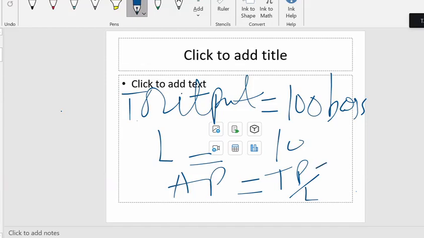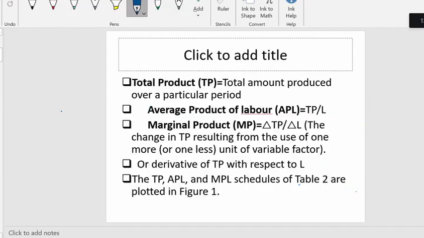Because you had 100 what? Total output. You have to divide by number of what? Number of people you employed. Kwa maana hiyo average product here is what? What is the average product? It's 10. Yeah. 10. That's the meaning. So when you say average product, you have to take the total product divided by the number of people you employed in order to get the average.